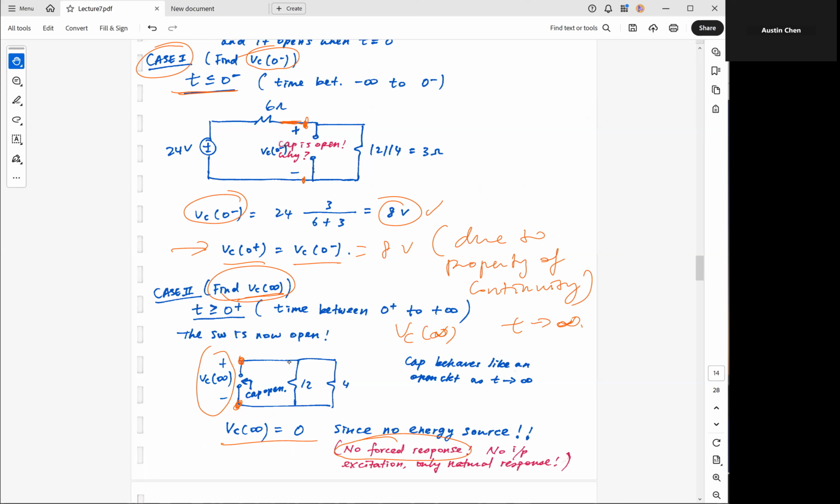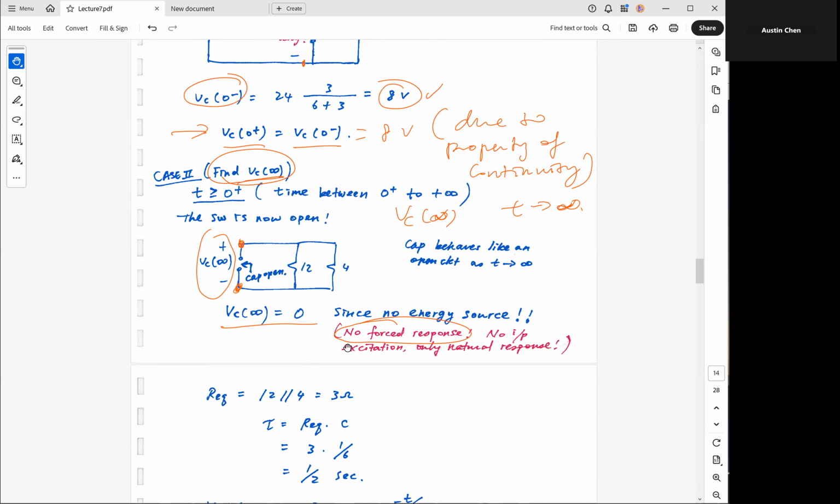But for the actual step to find VC at infinity, we have to assume the cap is open, just like before. So this part is still correct. But in terms of finding the VC at infinity, because there is no energy source, no voltage source, no current source, and so forth, you don't have any voltage drop across this open, this capacitor, which is acting like an open.